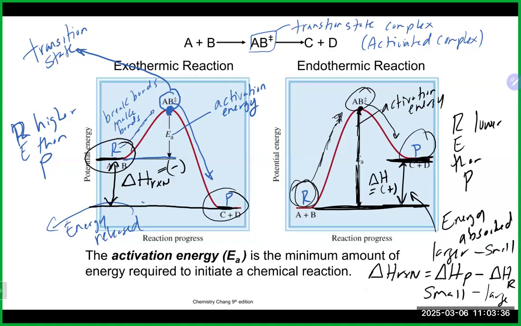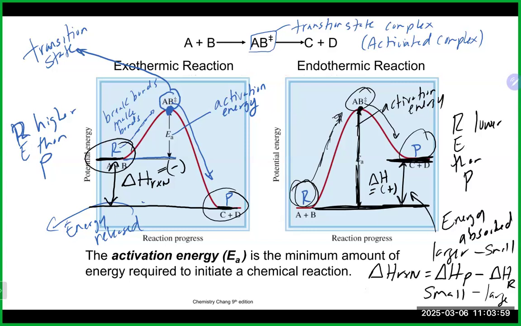Most likely it is going to go relatively slow, right? There's going to be a smaller proportion of molecules that have enough energy to get over the big hill to get to the other side. Rather than if you have a reaction where the activation energy is really small, there's probably going to be a greater number of molecules that could get up and over to the other side a lot easier. That's going to relate to a much faster rate.